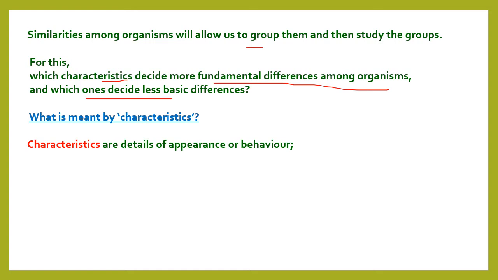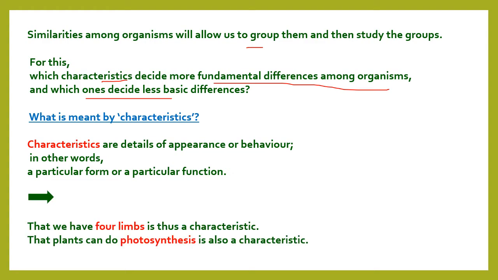Characteristics are details of appearance or behavior. Or in other words, a particular form or a particular function of the organism is known as a characteristic. So on the basis of their characteristics, they can be grouped together. For example, we have four limbs, so this is our characteristic. Plants do photosynthesis, so this is the characteristic of plants. On the basis of this, plants can be grouped together, and on the basis of the number of limbs and appendages, animals can be grouped together.